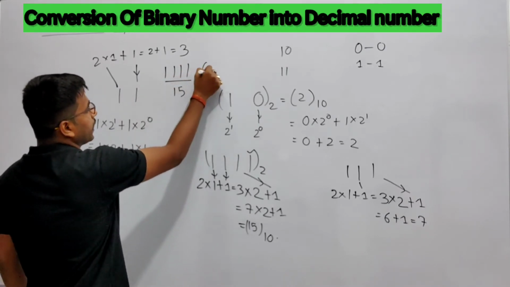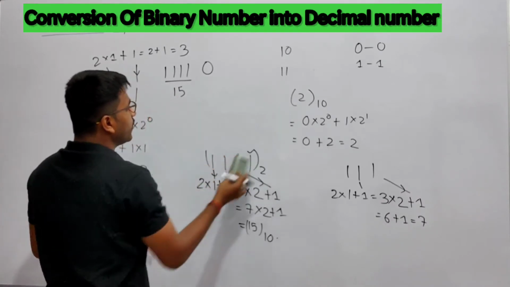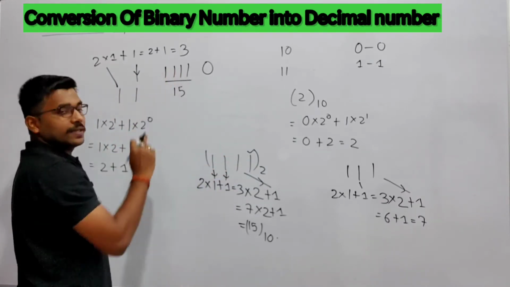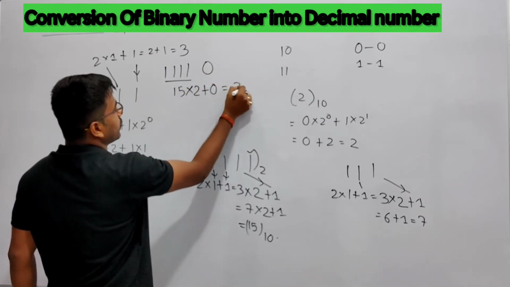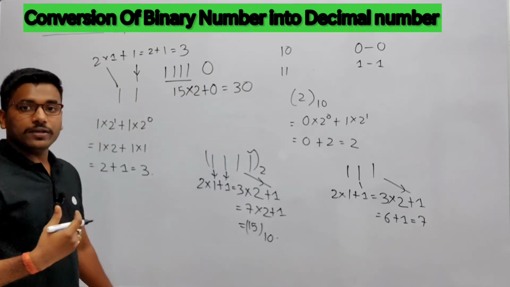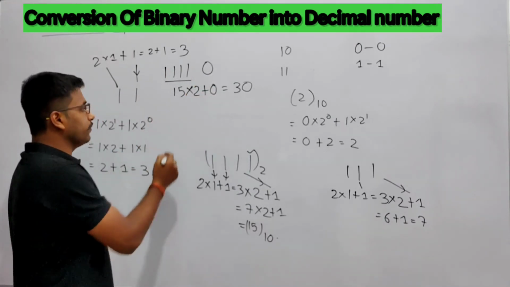If I add 0 here, how will you get the answer for this kind of question? See, you know that this is 15. What you will do is multiply by 2 plus 0. See, 30. So this way you can give the decimal equivalent of that very quickly.